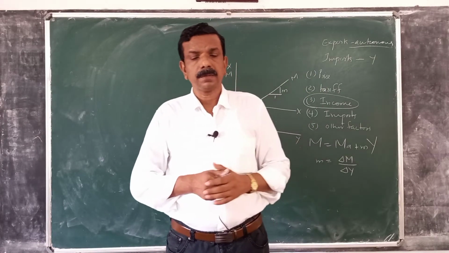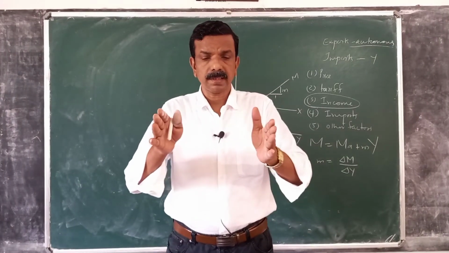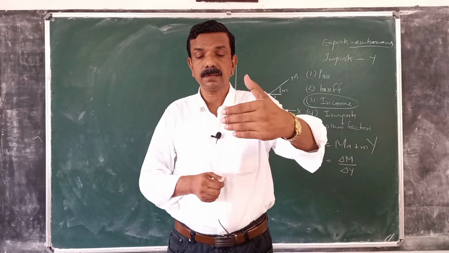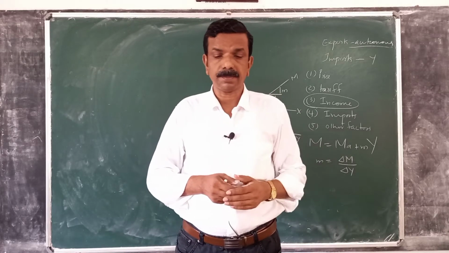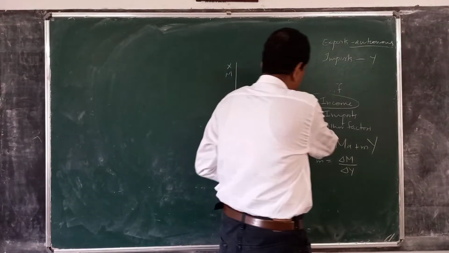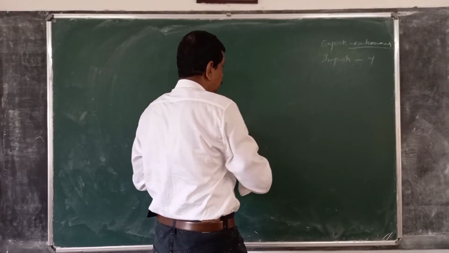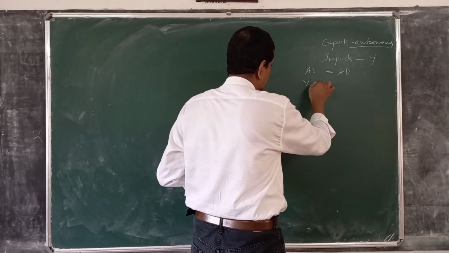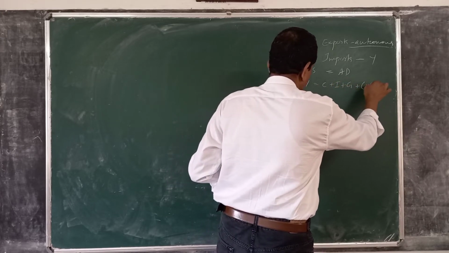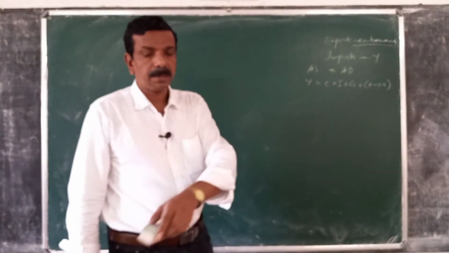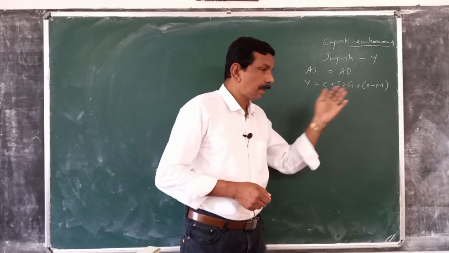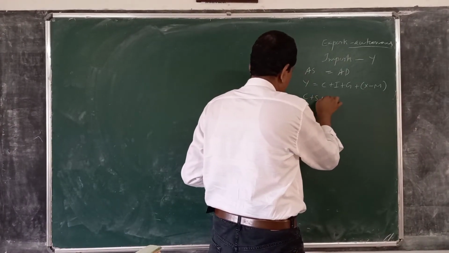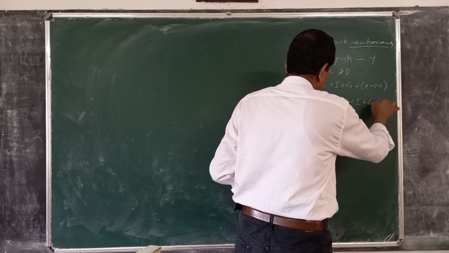Now, in a four-sector economy, the equilibrium level of income is that at which aggregate spending, that is the sum of consumption, investment, government and net exports, is equal to income. So we write the condition for equilibrium level of income in a four-sector economy as again aggregate supply is equal to aggregate demand, Y = C + I + G + X - M. And using the second condition for equilibrium, C + S + T = C + I + G + X - M.